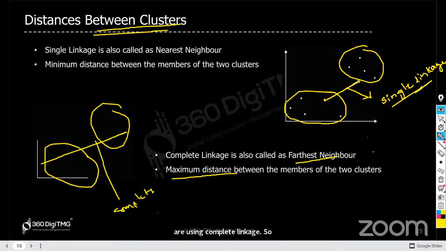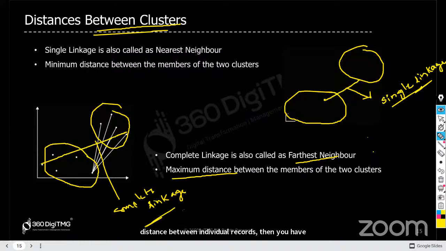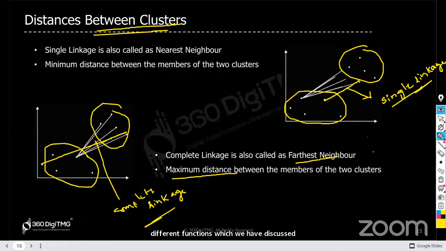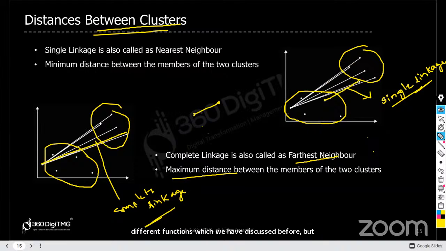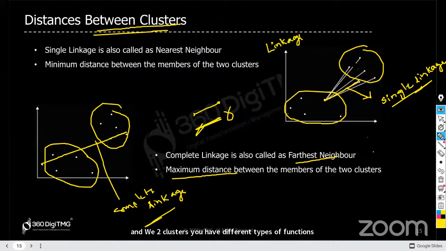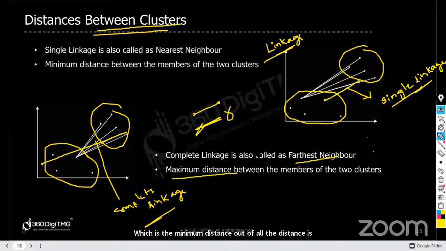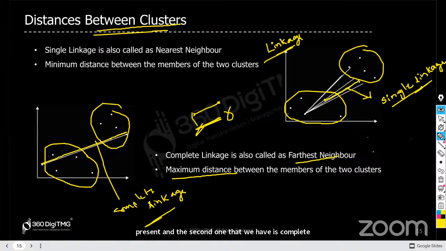When we are calculating distance between individual records, you have different functions which we have discussed before. But when we want to calculate the distance between a record and a cluster, or between two clusters, you have different types of functions called linkage functions. Within that, the first one is single linkage, also called nearest neighbor, which is the minimum distance out of all the distances present. The second one is complete linkage, called farthest neighbor. Here, this is the maximum distance between the members of two clusters.